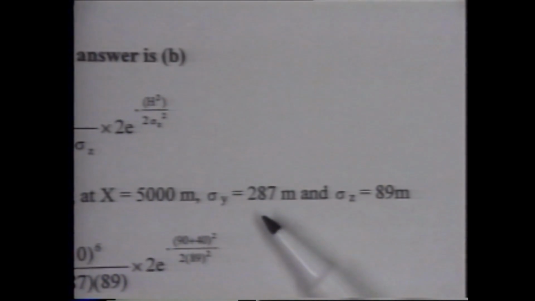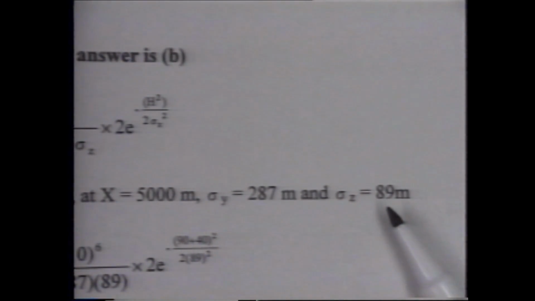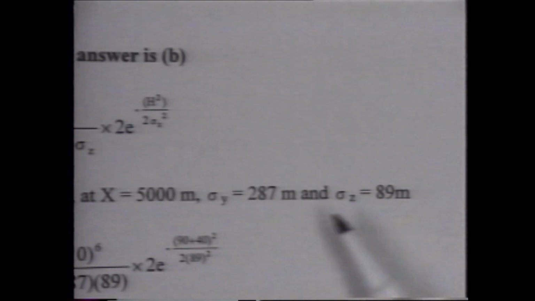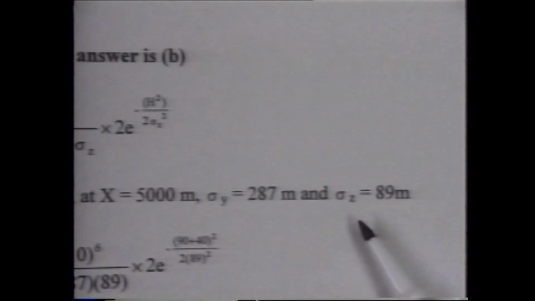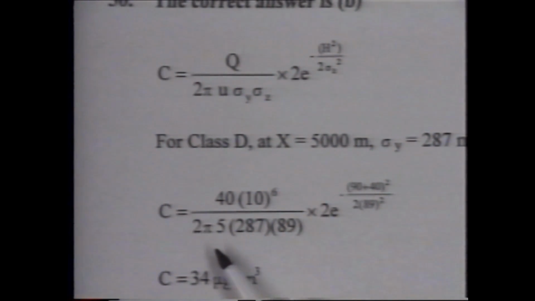So given that we can obtain those sigma y and sigma z, if you're reading them off the charts, you probably get sigma y somewhere around 280 to 290, maybe 300 meters, based on just reading the charts. And sigma z probably 90 meters would be your estimate from the chart. These were obtained from the equations, so you get them a little bit more precisely. And then simply plug everything in.